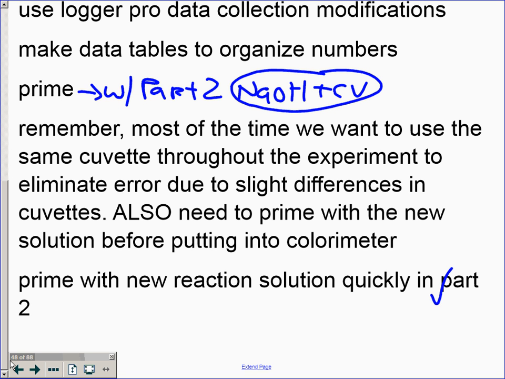Wait, hey, we're using 565, 635, right? 635.